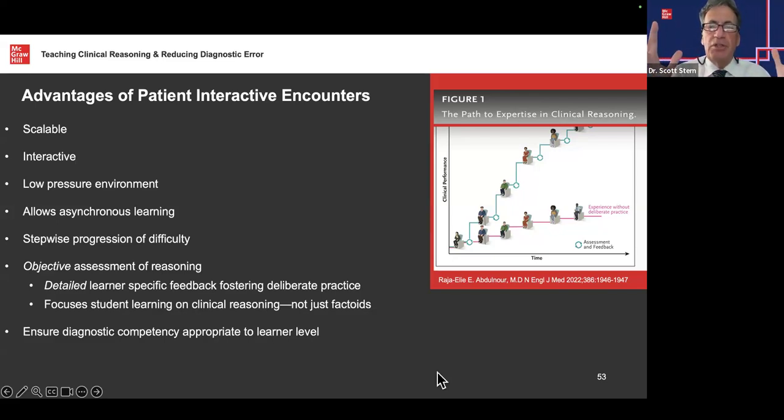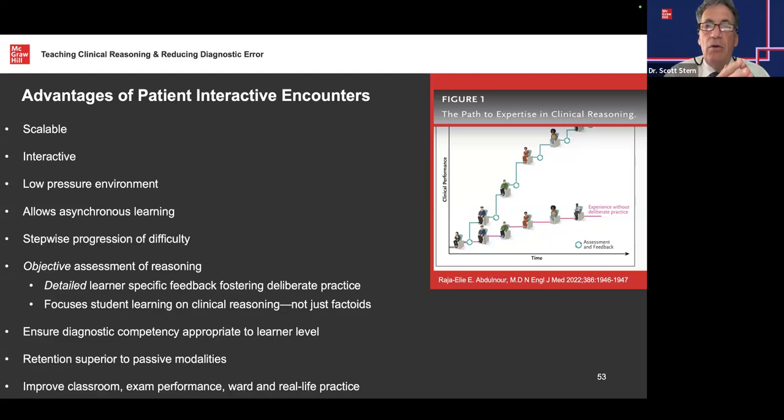If we had a large scalable set of cases that could evaluate all these common problems, we could assure that they were competent in the problems that they're going to see. That would be fabulous. And the education literature also says that retention is superior when we do these active processes compared to passive modalities. And at the end of the day, we could be where I wanted when we started, which means we could not only improve classroom performance, exam performance, but we can improve ward and real life practice and decrease the diagnostic errors that are so ubiquitous in our medical environment.